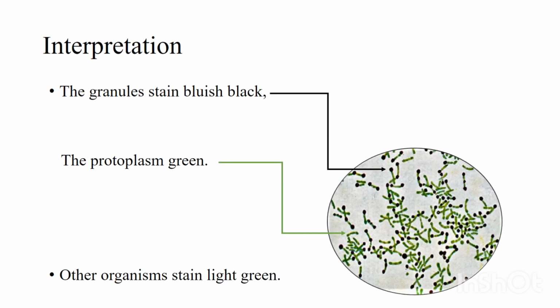In the interpretation, the metachromatic granules, meaning the volutin granules, will appear bluish black. They take up both toluidine blue and malachite green in the case of the Albert-Leybourn method, otherwise toluidine blue and methyl green in the case of Albert staining. The protoplasm will appear green in color. Other organisms which do not produce the granules will appear light green in color.